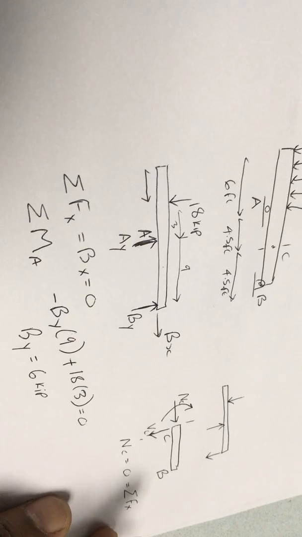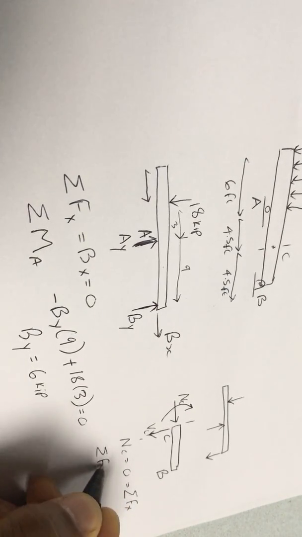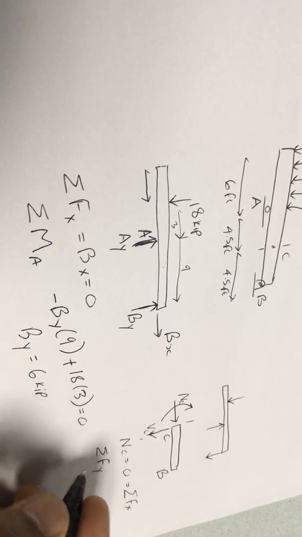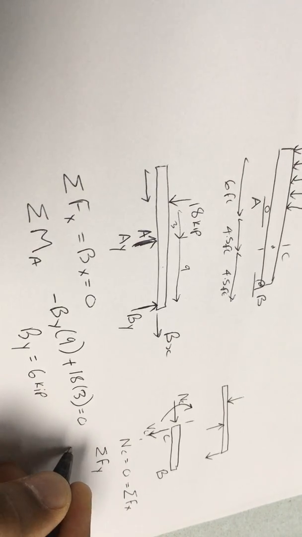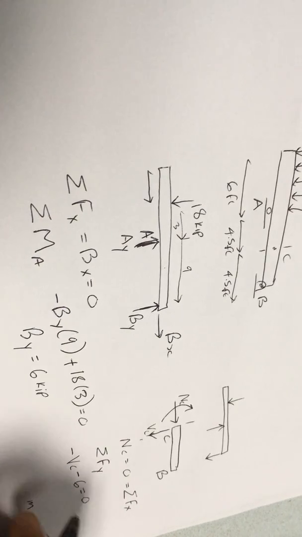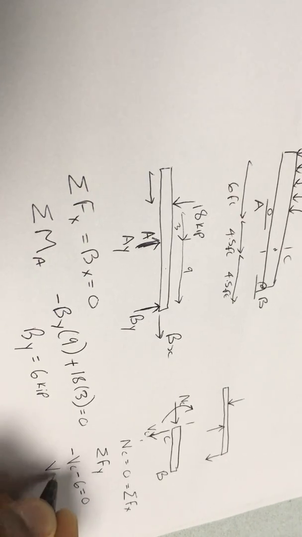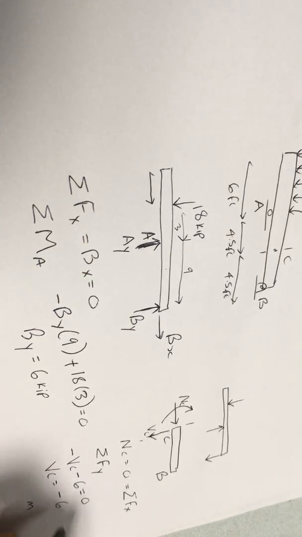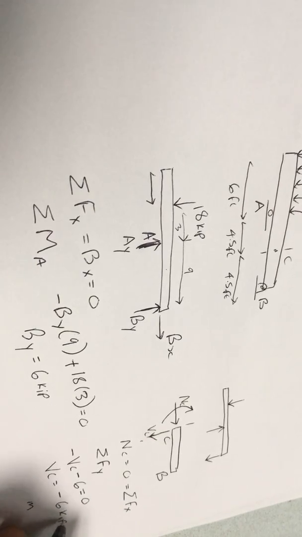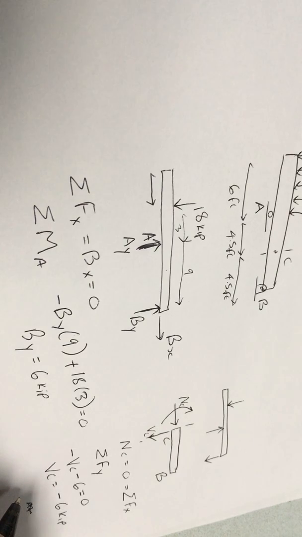And then similarly we can say as well that if we sum the forces in the y direction, you'd have negative Vc minus 6 is equal to 0. So Vc is equal to negative 6 kip, right? I don't know where that came from. It's a remnant of something else.